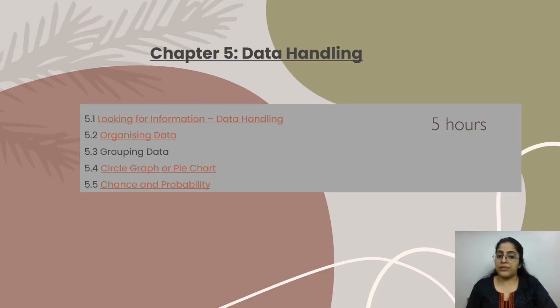Okay, after that, I will quickly move ahead to chapter number 5, which is data handling. In this particular chapter, we will draw some pie charts. A circular graph and a pie chart are the same thing. For grouping data, firstly we will organize the data, then group it, and then do a lot of things with the raw data. Some chance and probability we're going to learn about in this chapter, data handling.